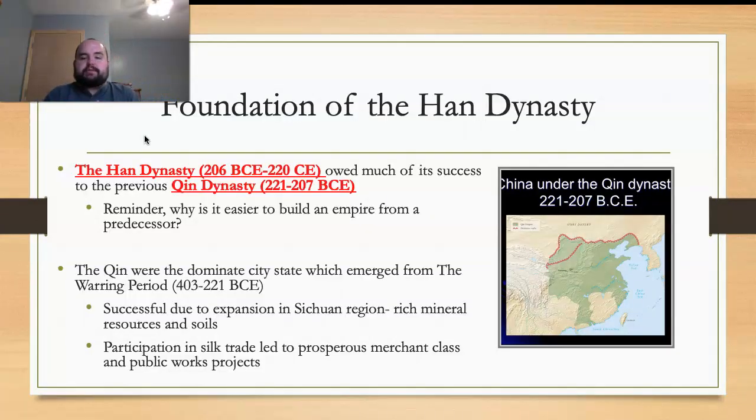Now, to get more specifically into what we're discussing today, the Han Dynasty, according to historians, actually owes a lot of its success to the precedent set by the short-lived Qin Dynasty, if I'm pronouncing that correctly, probably not, which only lasted from about 221 to 207 BCE. Now, a reminder from what we discussed earlier. Why is it easier to build an empire out of the bones of a predecessor instead of just building an empire from scratch? Think of the Vedic peoples, for example. Why it took them so long to build an empire.